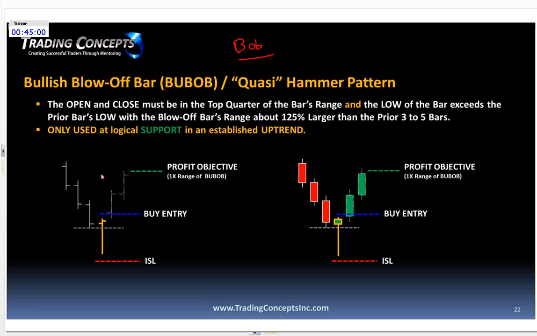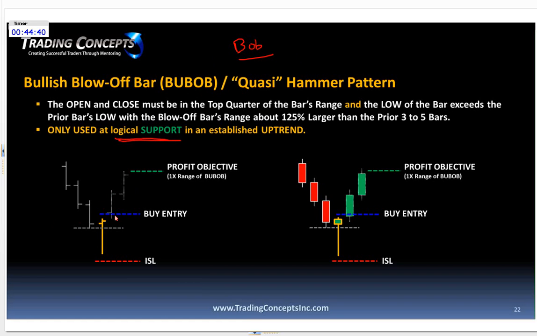All right? Again, the blow-off bar. We're assuming that the trend is up. The market's trading above the 50 to 79 exponential moving average, right? Market pulls back into a logical support level. That's important, right? So again, it pulls back into a logical support level, i.e. the 79 to 89 exponential moving average.